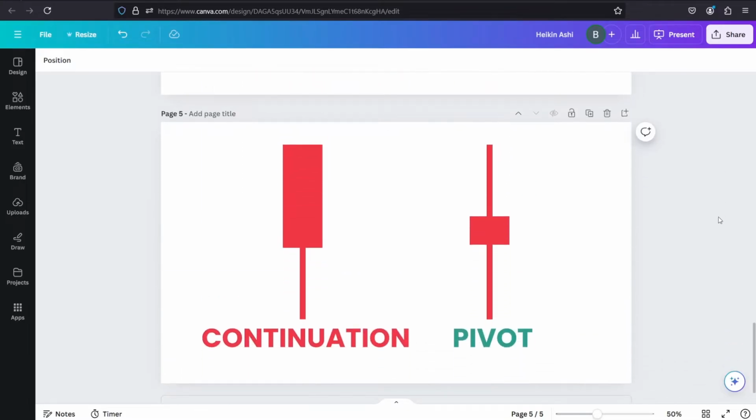If red candles only have wicks on the bottom, that means that there's strong selling pressure coming in and the candle's direction is going down. A pivot candle for red candles is a wick on both sides. Simple as that. So realistically, there's only three candles that you're looking out for in Heikin Ashi.